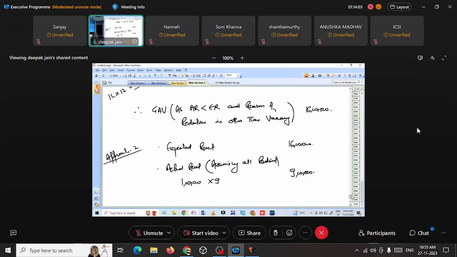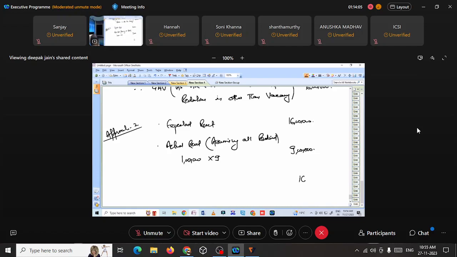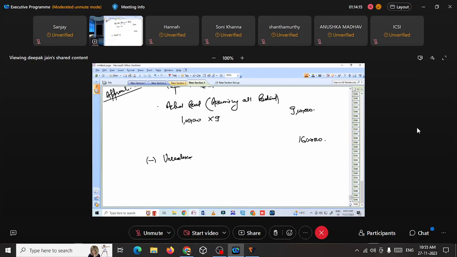So therefore we have to consider expected rent minus unrealized rent. How much is the unrealized rent? Of 1 month, 1 lakh. So that would be our GAV. This is the whole crux of treatment of unrealized rent.